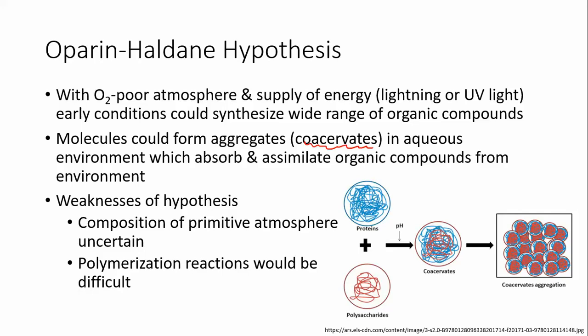We don't have any life on this planet that is independent of water. And so the formation of these coacervates would be like, okay, you have some proteins, you have some polysaccharides, let them mix, and they will form these coacervates, which can then build up and start to take in other organic compounds that were in the environment. Now, there were a couple of weaknesses with their hypothesis. One, there wasn't a lot of certainty about the exact composition of the early atmosphere. And then with this, it was hard to see how the smaller monomers would have become polymerized and joined up to form these larger chains of molecules.